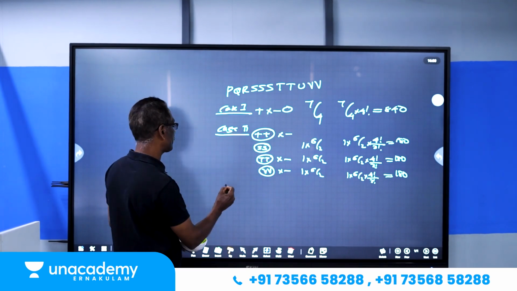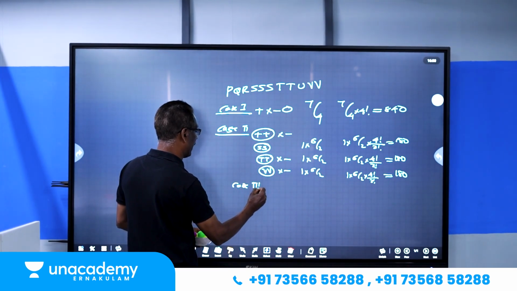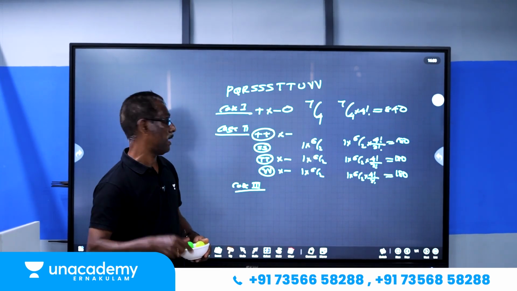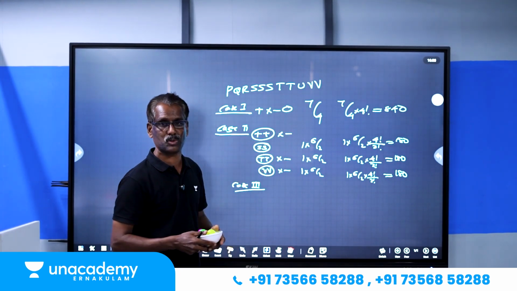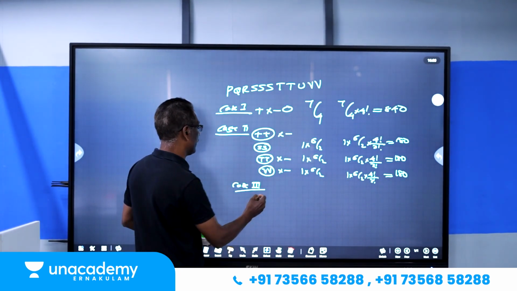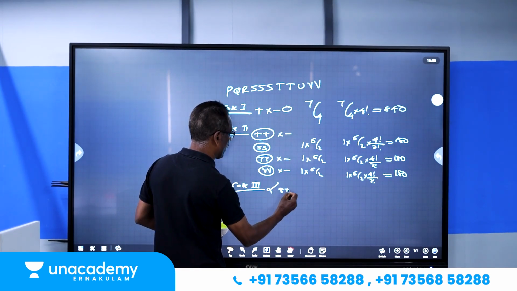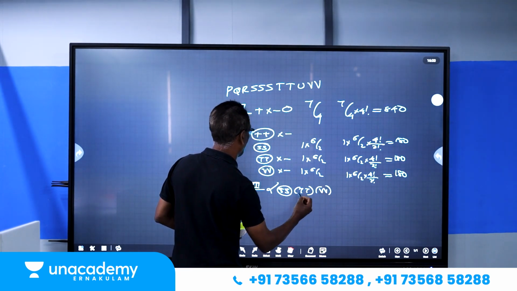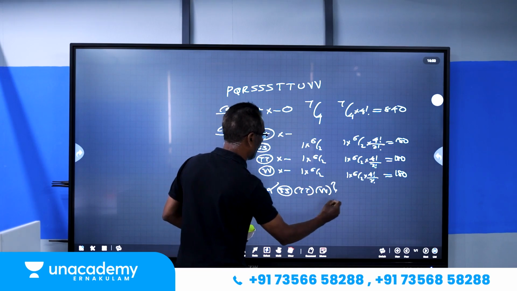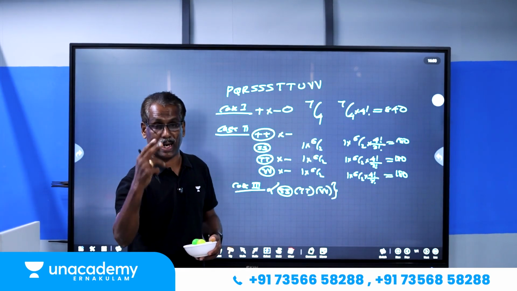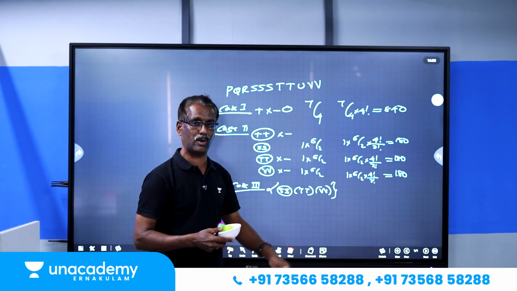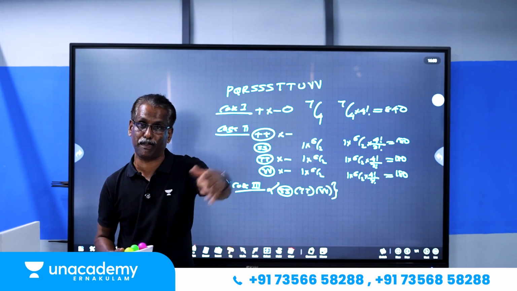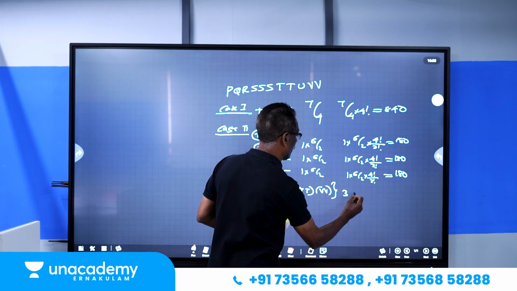What is case 3? Case 3 means we are creating groups, how many groups? 1, 2, 3, 4 groups containing 2 identical items. That means there are 2S, 2T, 2V, containing 2 identical items. So how many groups? 3 groups. Out of 3 groups, you are selecting 2 groups in how many ways? 3C2 ways. Then permuting. So selection is 3C2. Permuting.